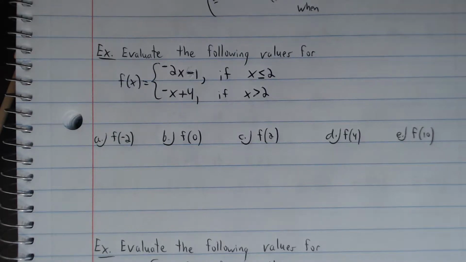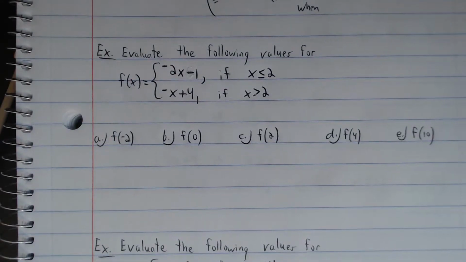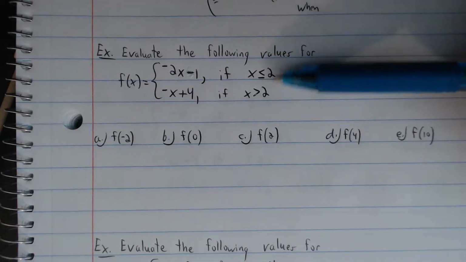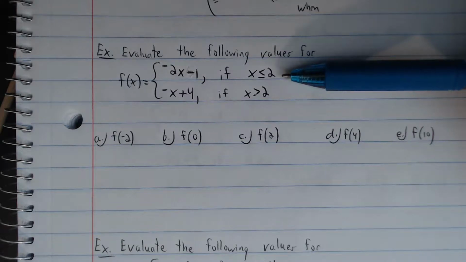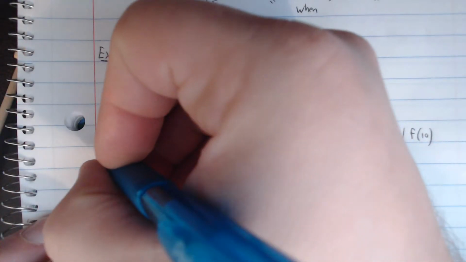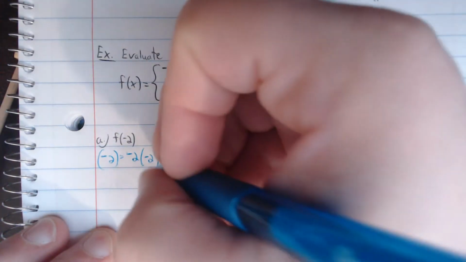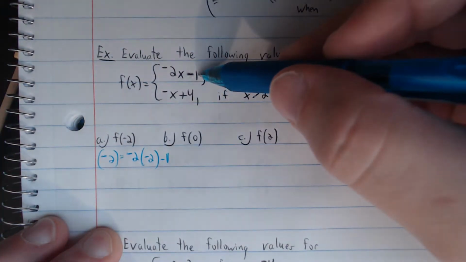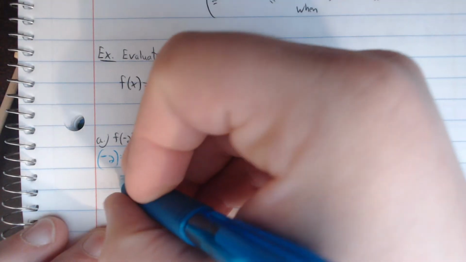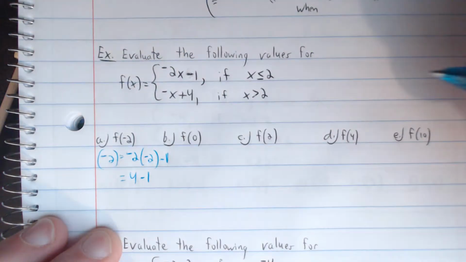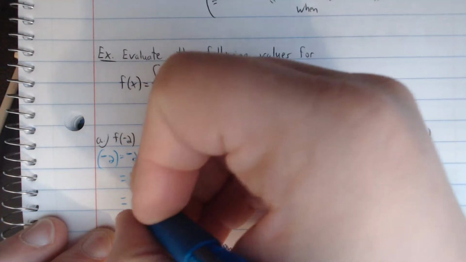So here's what happens. We look at, for example, a, f of negative 2. We look at our function. Negative 2 is definitely less than or equal to positive 2, so we're going to want to use this top function. So at negative 2, we have negative 2 times negative 2 minus 1. That's the function that we're using. That's the negative 2 that we substitute for x. Negative 2 times negative 2 is 4, minus 1. That gives us 3.